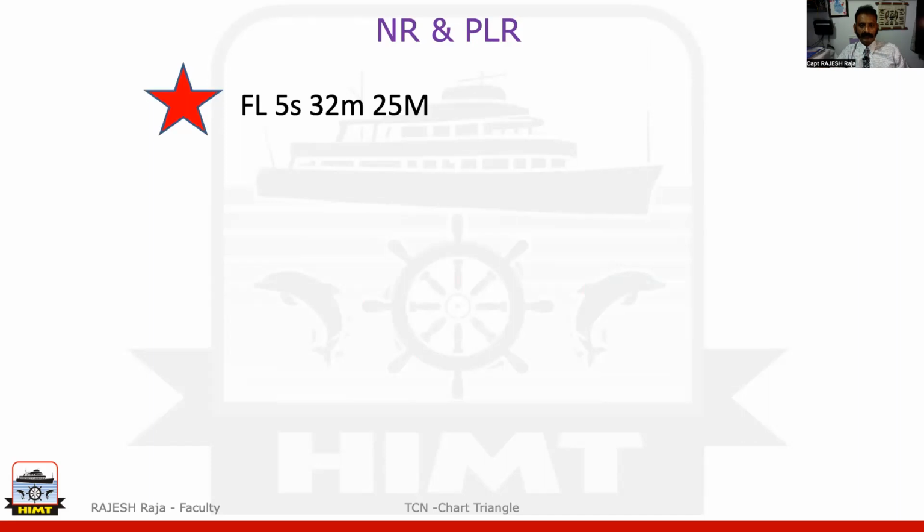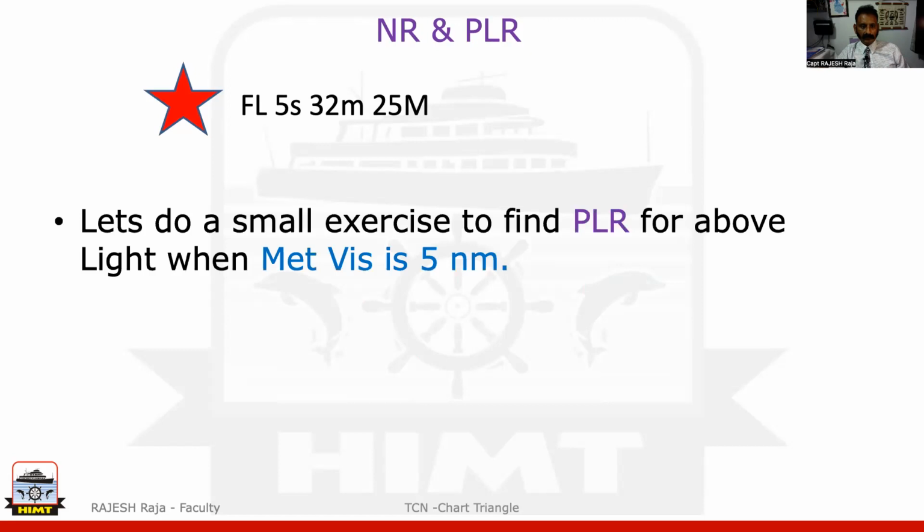I'm giving you the same light. The nominal range is 25. I'm going to ask you to find what is the present luminous range for this lighthouse. Let us say today Met visibility is only 5 nautical miles. So let us go into the graph.